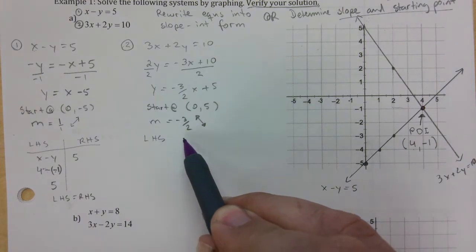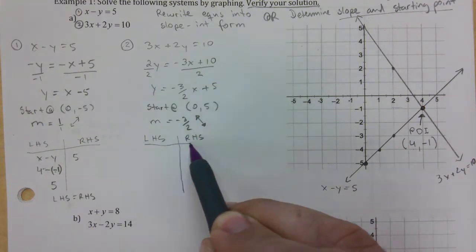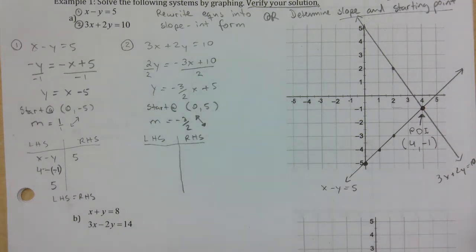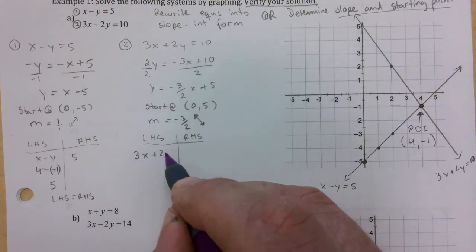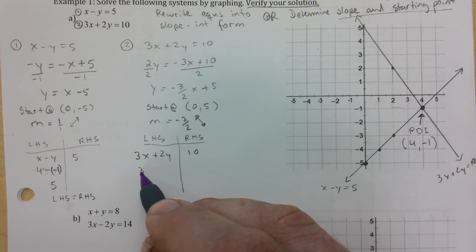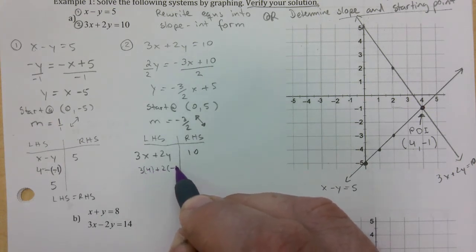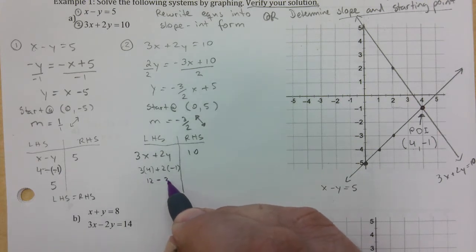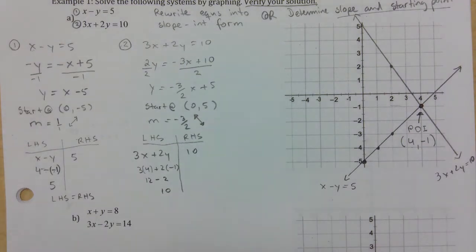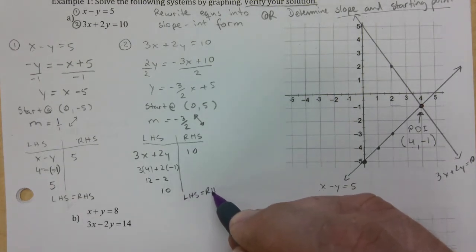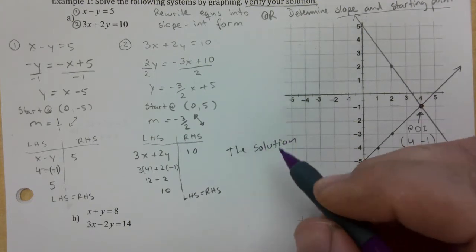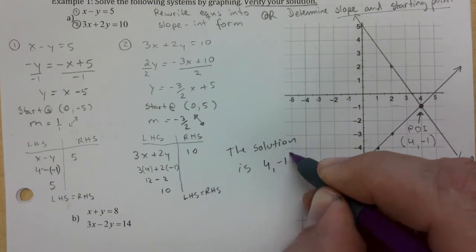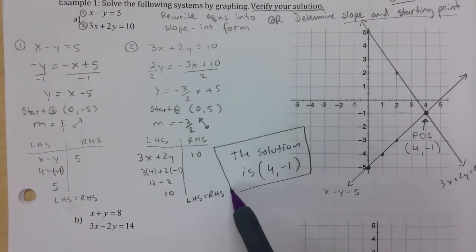We can do the same thing here. If you run out of room, then just do it on loose leaf. Left-hand side, right-hand side. And I'm using the original, right? 3x plus 2y is equal to 10. And then I go 3x, which is 4, plus 2, and y is -1. That is 12 minus 2, which is 10. So really, oftentimes it'll be just on one side where most of the math actually happens. And so you also conclude that the left-hand side is equal to right-hand side. So now you state the solution, so you actually confirmed that the solution is 4, -1. Right?